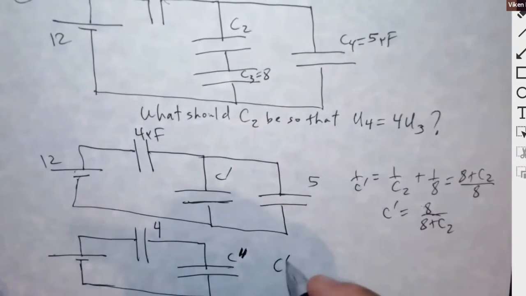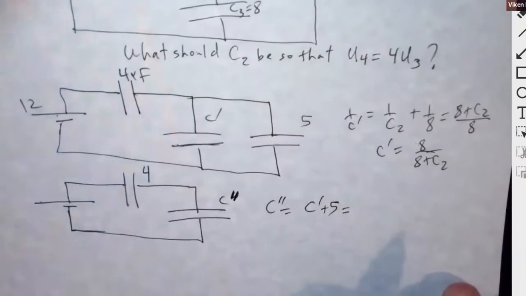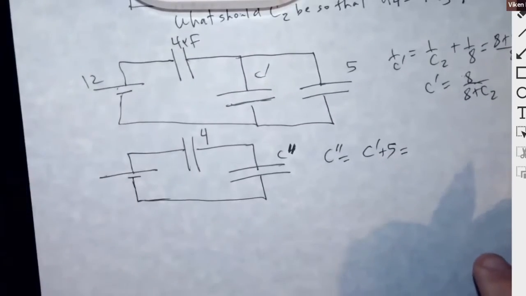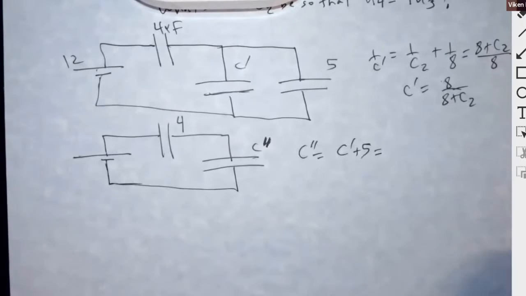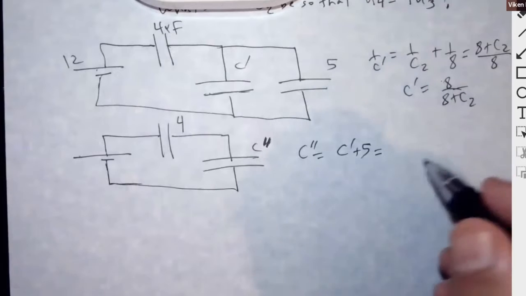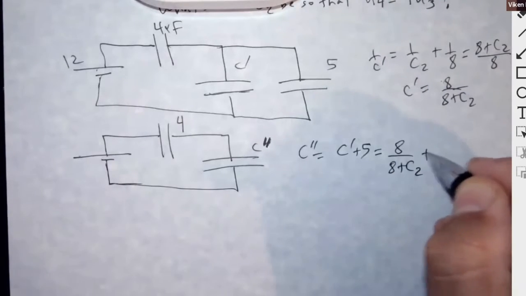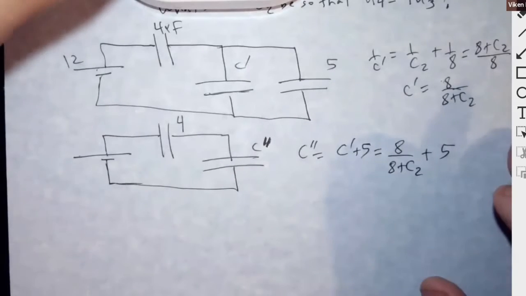C double prime is going to be C prime plus 5, right? Because they're parallel, you just add them. Okay. And what's that going to be? So then you're going to have 8 over 8 plus C2 plus 5. Okay, then how do we simplify that?